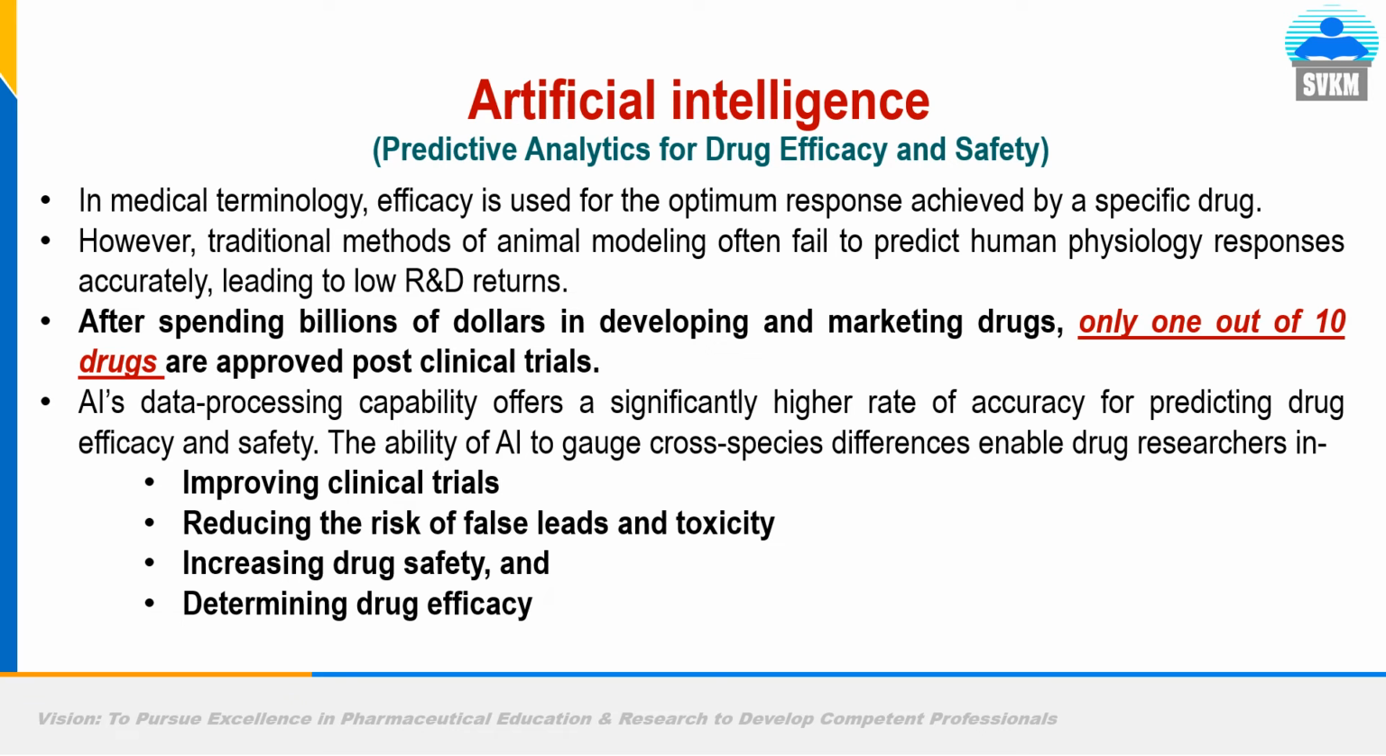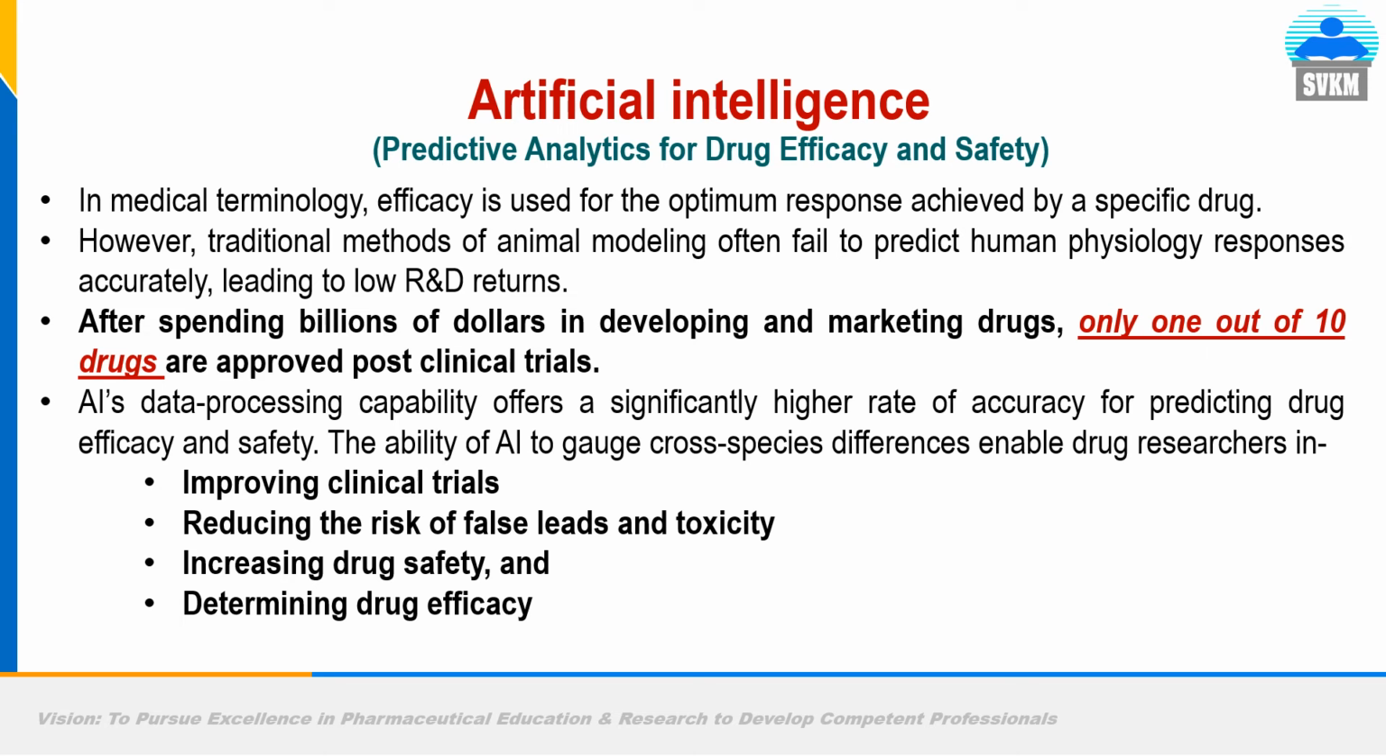AI in predictive analytics for drug efficacy and safety. In medical terminology, efficacy is used for the optimum response achieved by a specific drug. However, the traditional method of animal modeling often fails to predict human physiological responses accurately, leading to low R&D returns. This might be the reason for failure in advanced stages of clinical trials. After spending billions of dollars in developing and marketing drugs, only 1 out of 10 drugs is approved post-clinical trials.